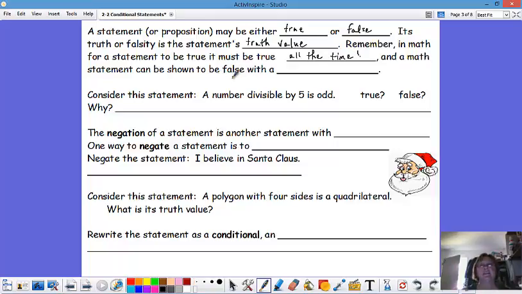A math statement can be shown to be false with what's called a counterexample. And folks, what that means, we kind of looked at that just a tad bit in the previous lesson. A counterexample, that is a case where what should happen doesn't happen.